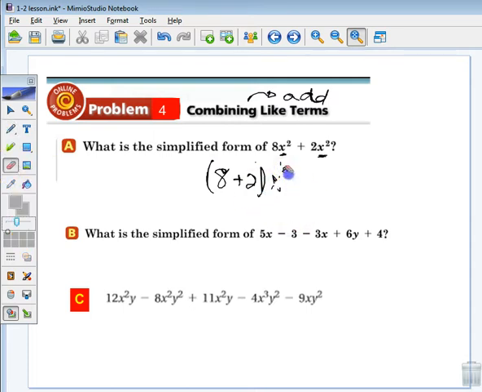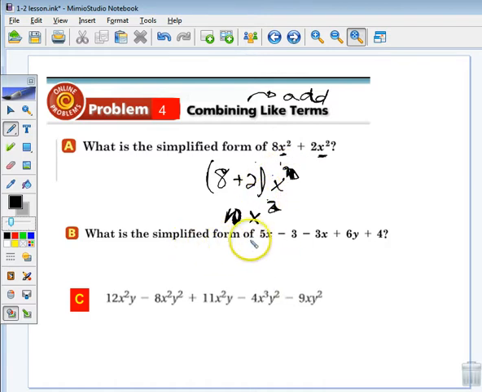Alright, so 8 plus 2 will be 10, and then we just attach the x squared. So this will be 10x squared. It's like saying you have 8 apples plus 2 apples, that will be 10 apples, basically.